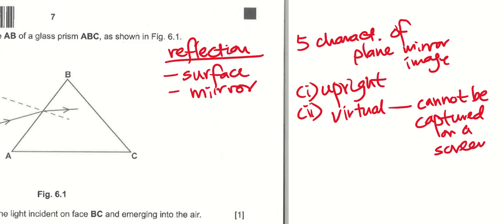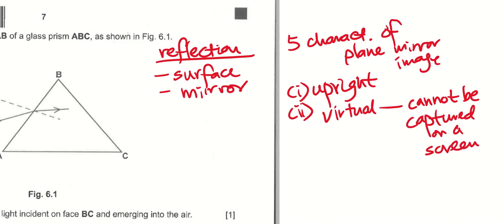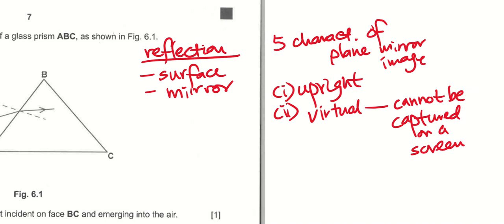Some students will say, oh, virtual means not real. But that's not the definition. Real means can be captured on a screen. Virtual means cannot be captured on a screen. Third is same size.